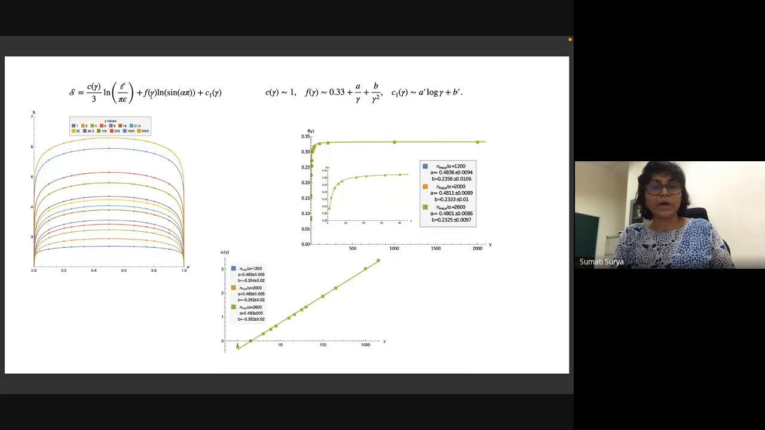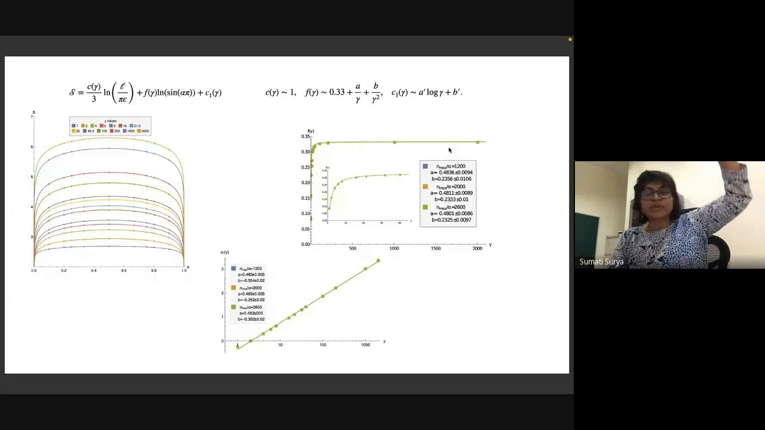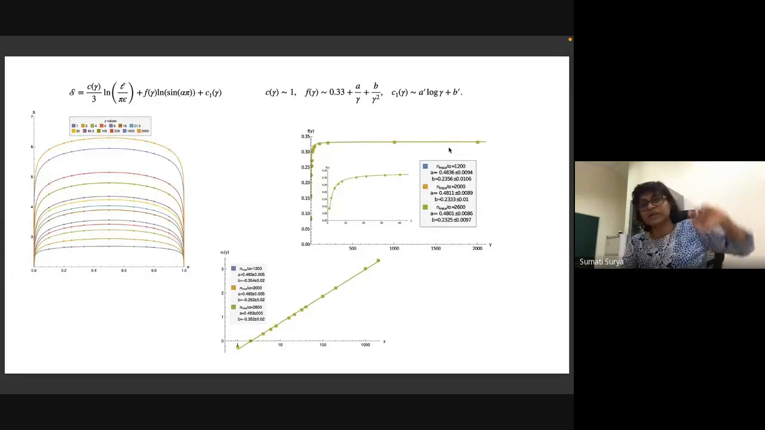And the second one has this property that it very quickly saturates to a constant for a long enough cylinder. So for a long enough cylinder, which you can think of as going to the case of an infinite height of the cylinder, you get back the Cardy formula. So that's another verification of the entanglement entropy formula.